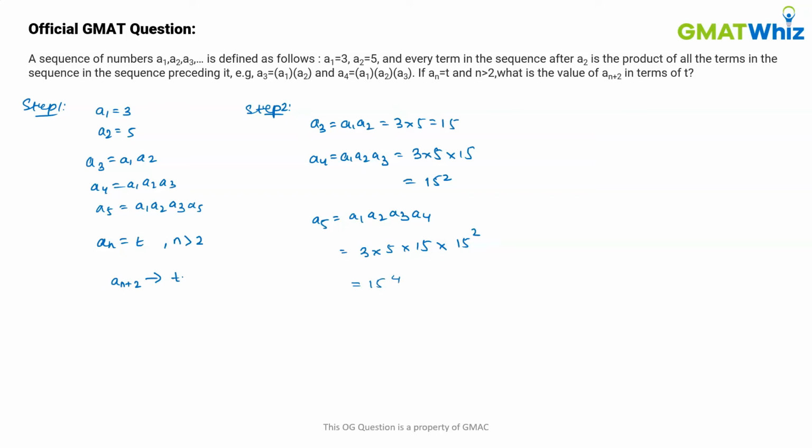Now, if you may have noticed, there is a pattern. Each succeeding term is the square of the previous term. Using the same concept, we can find the value of an plus 2.